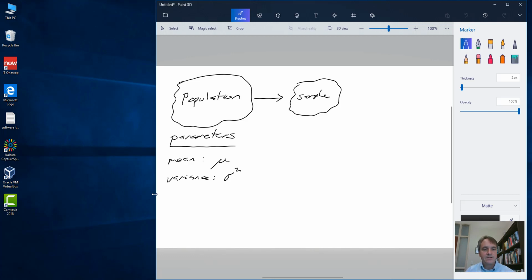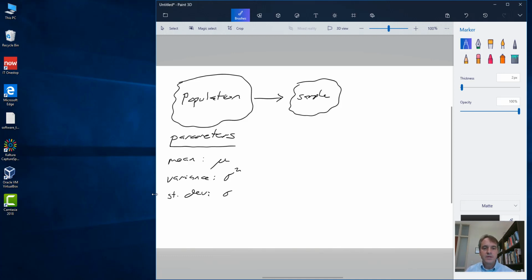And in addition to that, another measurement of dispersion is the standard deviation. The standard deviation has a very simple relationship with the variance. It is simply the square root of the variance, so it is denoted as sigma just by itself. Okay, so these are the core population parameters.